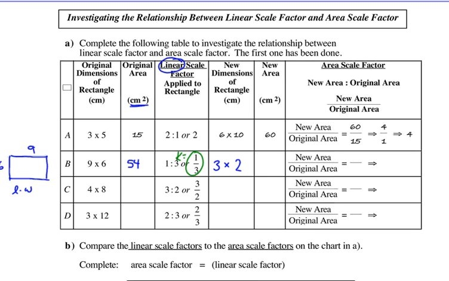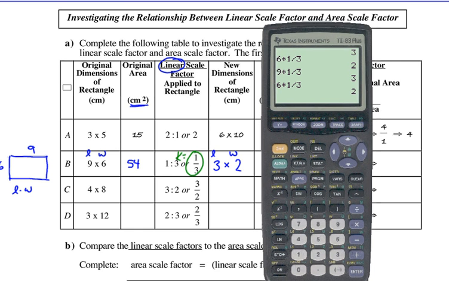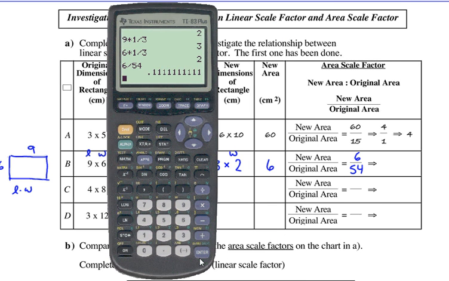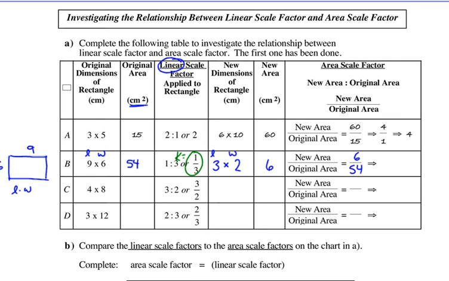So what's our new area? Well, our new area would be 3 times 2, length times width, our new length and width, and 3 times 2 gives you 6. And so let's find our area scale factor. How much was the area increased or decreased by? Well, our new area was 6, and our original was 54. So let's grab our calculators and reduce that. 6 divided by 54 is 1 over 9. So notice our linear scale factor was 1/3, so every dimension was basically divided by 3.